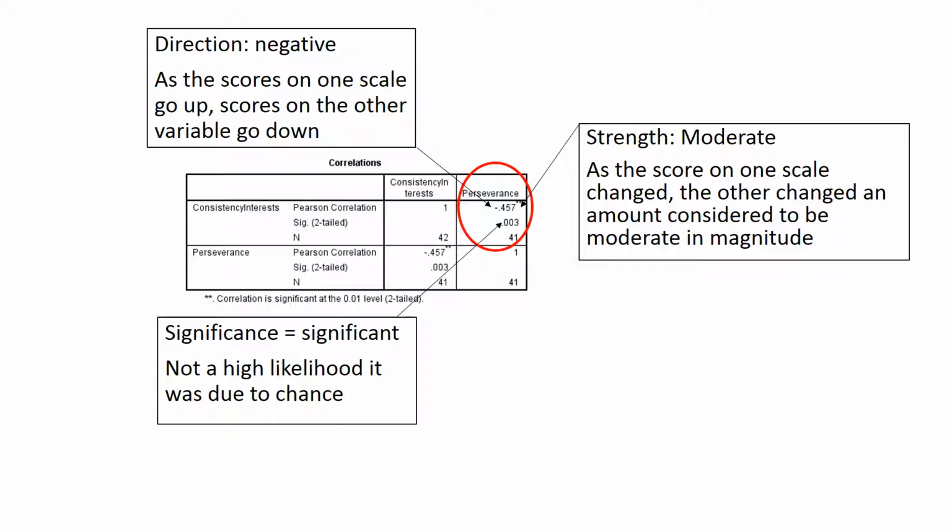Remember, negative correlation means the scores are inversely related. As one goes up, the other goes down. The strength indicates how much they change. The moderate strength means the change was noticeable, but could have been more so. Finally, the significance indicates the degree to which this could have been due to chance. Since lower is better, and more specifically, a value under 0.05 is considered significant, there's not a high likelihood this is due to chance.